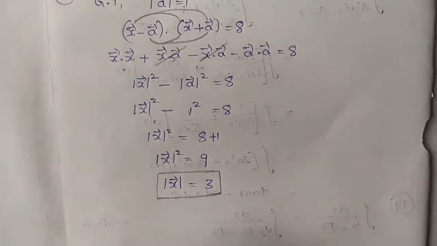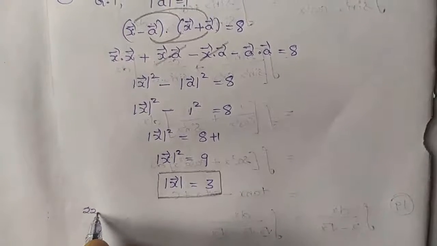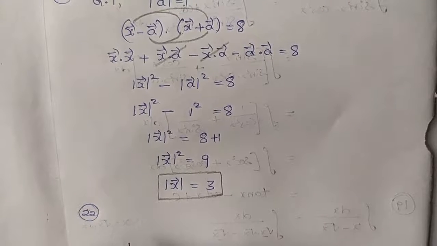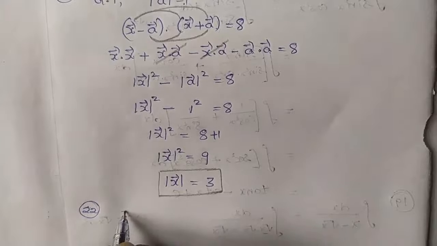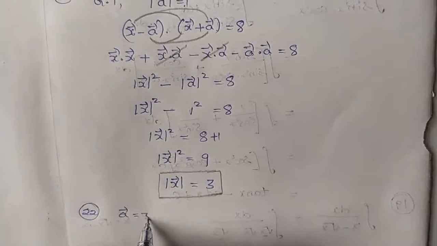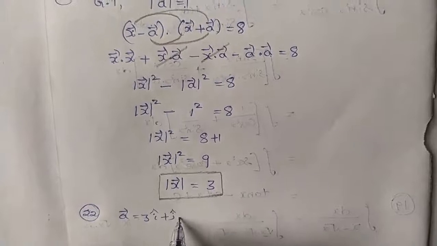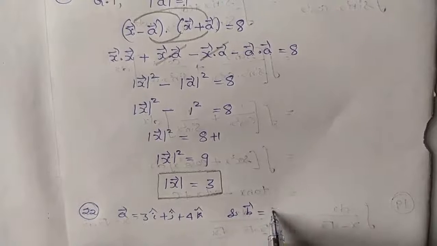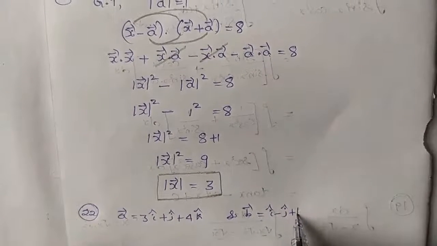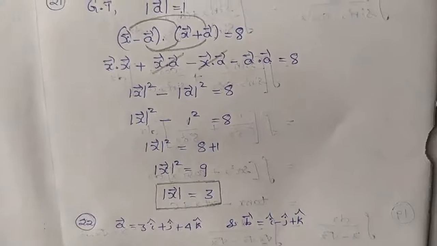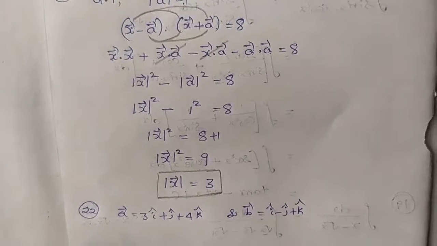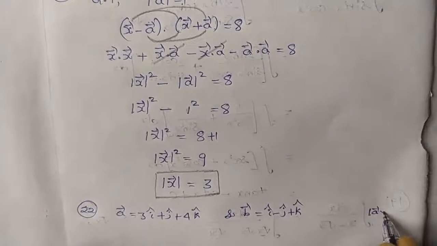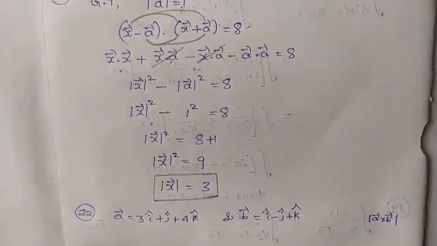Next, we will move on to the 22nd question. Find the area of the parallelogram whose adjacent sides are the vectors a equals 3i plus j plus 4k and b equals i minus j plus k. We have to find the area of the parallelogram. How to find the area of a parallelogram? We have the formula: magnitude of a cross b.